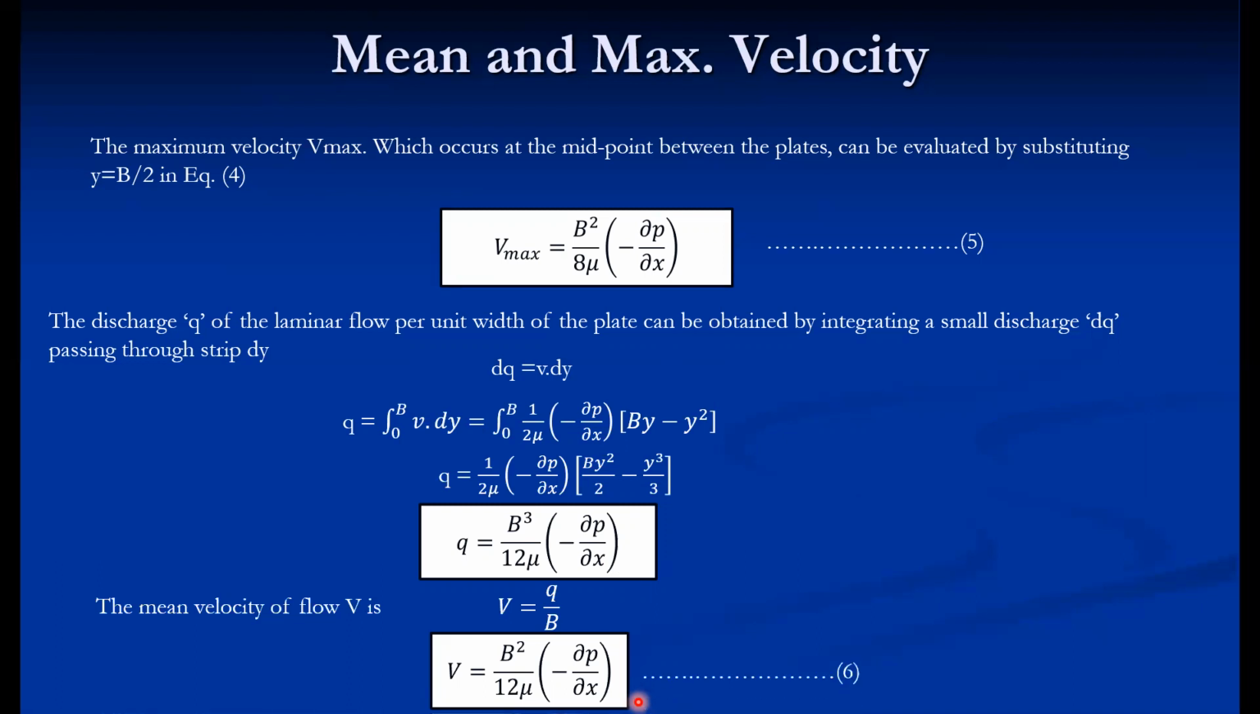Now the relation between mean and maximum that we can obtain by equating 5 and 6. So here we'll get the expression V is equal to 2/3 V max. For laminar flow through a circular pipe, it is 1/2 V max. Here it comes 2/3 V max. This is the derivation of mean velocity in terms of maximum velocity. So these highlighted block expressions you have to memorize for solving numericals.